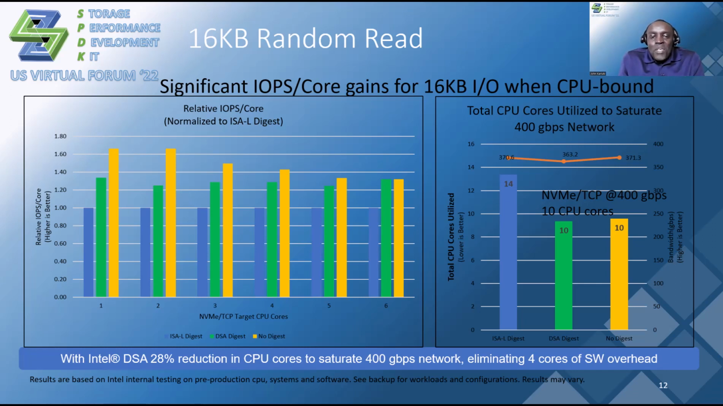And that is because using Intel DSA to compute the CRC32 digest for the 16K random read workload completely eliminates the 4 cores of ISA-L software overhead that were needed when the digest was calculated on the CPU cores assigned to the target application. And that adds up to about a 28% reduction in the CPU cores needed to saturate the 400 gig network when using Intel DSA to compute the data digest versus ISA-L to compute the data digest.